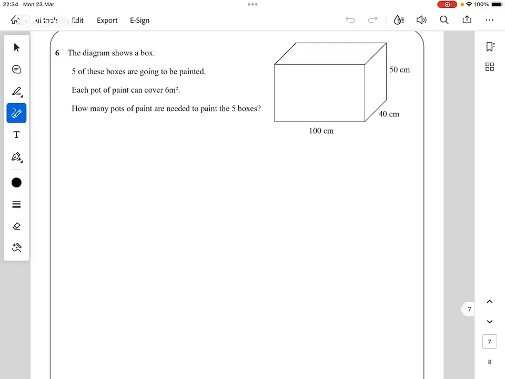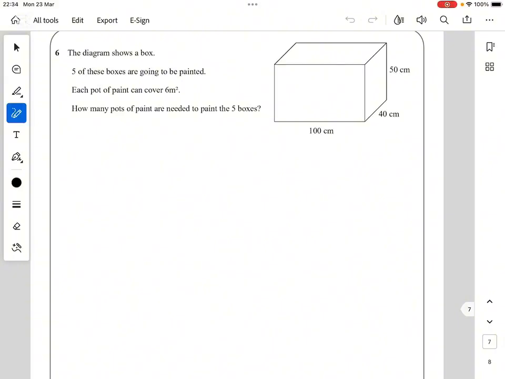Alright, this is an applied question. The diagram shows a box. 5 of these top boxes are going to be painted. Each pot of paint can cover 6 meters squared. How many pots will be needed to paint 5 of these boxes?